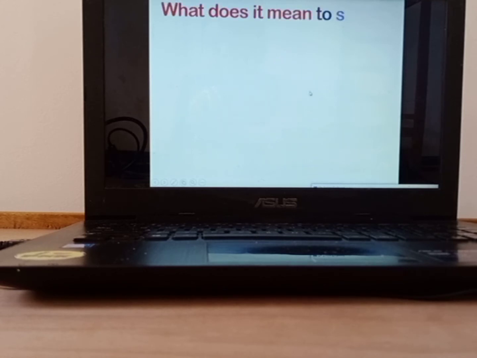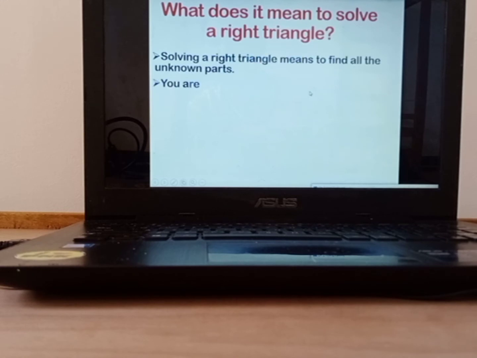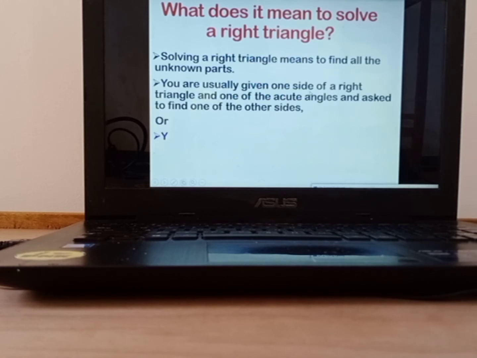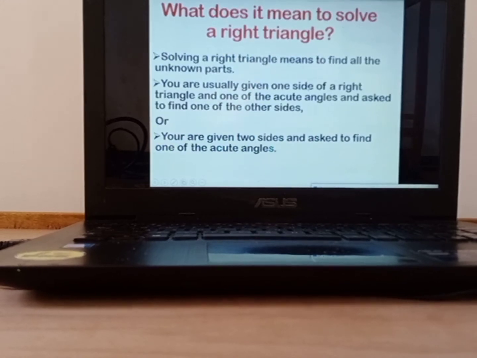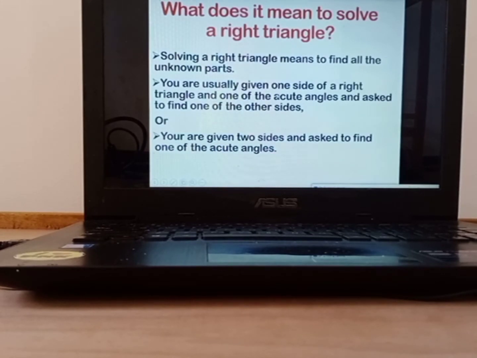So let's have an example. What does it mean to solve a right triangle? In solving a right triangle, you will have to find the unknown parts. You are usually given one side of a right triangle and one acute angle, and asked to find the other sides. You are also given 2 sides and asked to find one of the acute angles. So to understand more, let's have an example.